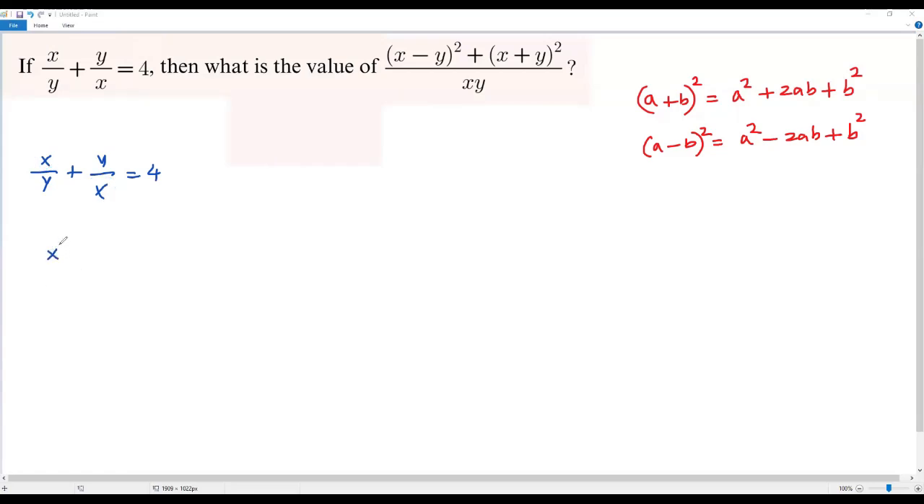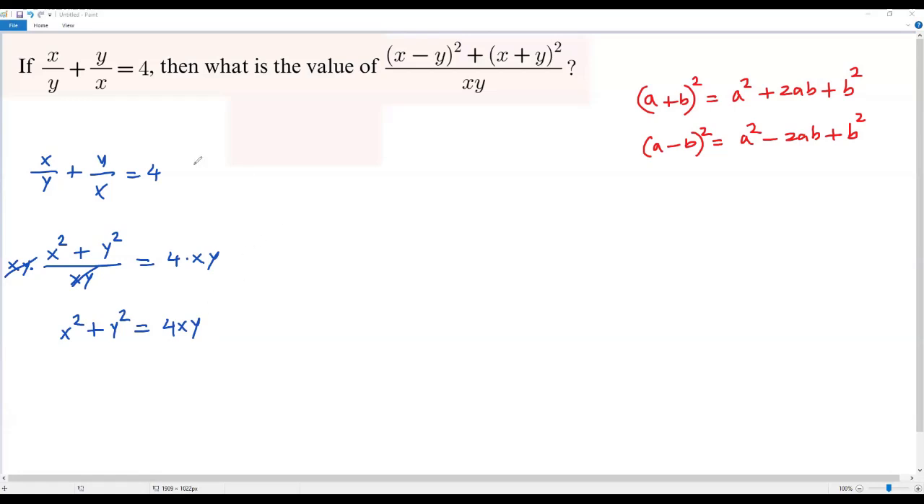Then I'm getting x times x is x². Then I'm taking this positive sign as it is. Now the numerator of the second fraction has to be multiplied by the denominator of the first fraction, that is y times y is y². Further, I have to multiply the two denominators y and x. When I multiply y and x, it can be written as yx or xy, equals 4. Now I multiply both sides by xy to get rid of the denominator. When I do so, xy will cancel out, and I'm getting x² + y² = 4xy.